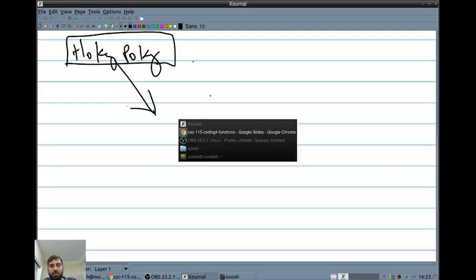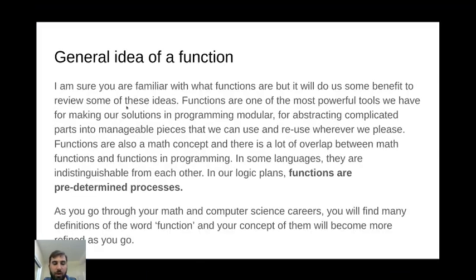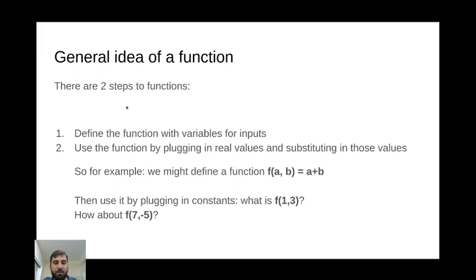When we use functions in programming, there's two main steps. So the first step is to define the function. It's similar to a definition when we're assigning a value to a variable, but instead of saying that this name stands for this piece of information, we're saying this name stands for these steps and produces this output.